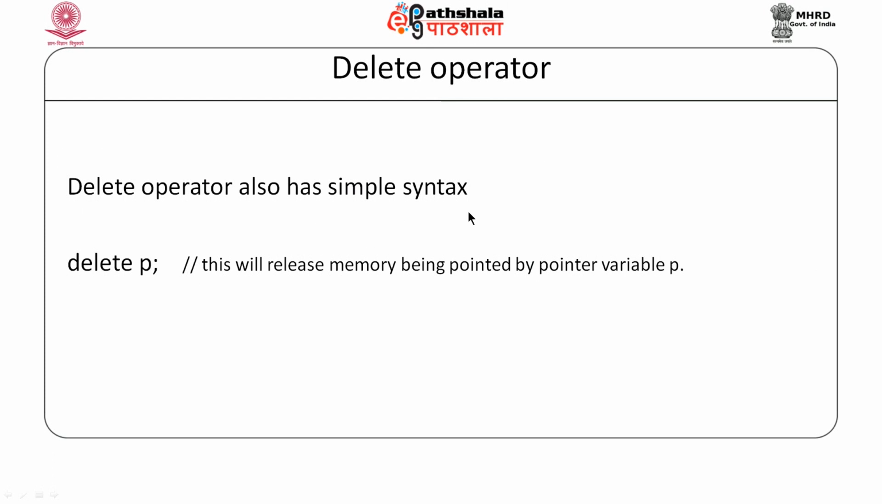The syntax of the delete operator is delete p, and when we use this, the memory to which the pointer p is pointing will be released. Now, since we can use malloc and calloc and whatever memory allocation functions we used to use in C, why use new and delete operator? Well, new and delete operators have a lot of advantages over those functions.